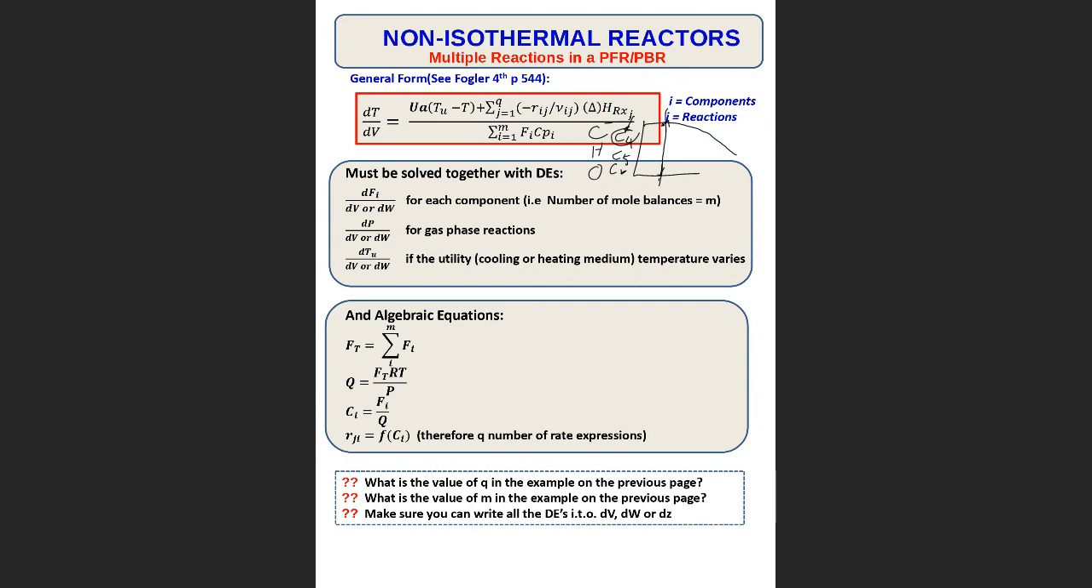Also, you must definitely check: does my stoichiometry make sense? Like the errors made in the semester test. That is what I see.